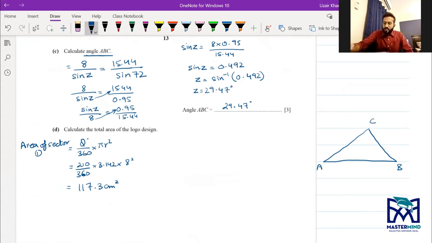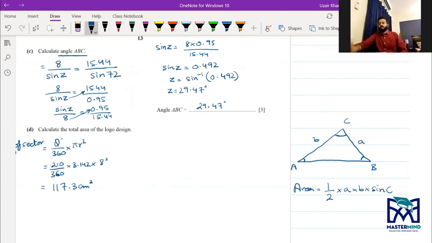So I need the angle C for that. I need the length A, which is labeled opposite to the angle A, and length B will be labeled over here. So for the area of a non-right angle triangle, it will be 1 upon 2 times length A times length B times sine of angle C, which is why it's called the sine rule for area. And I'm going to use that exactly over here.